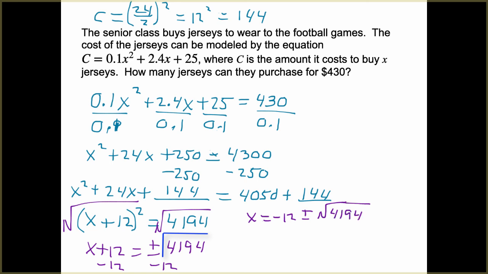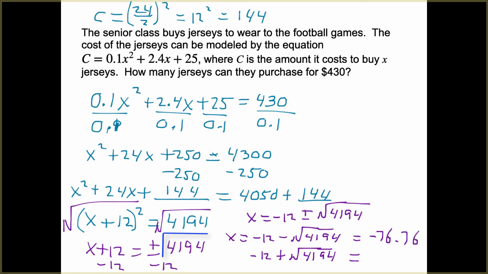And then we're going to solve both equations. We have negative 12 minus the square root of 4194. And we have negative 12 plus the square root of 4194. And we solve both and see what we get. When we do the top one, we get negative 76.76. When we do the bottom, we get 52.76.